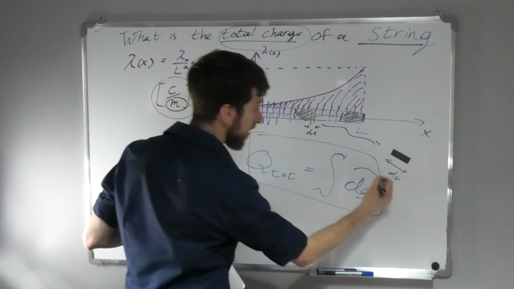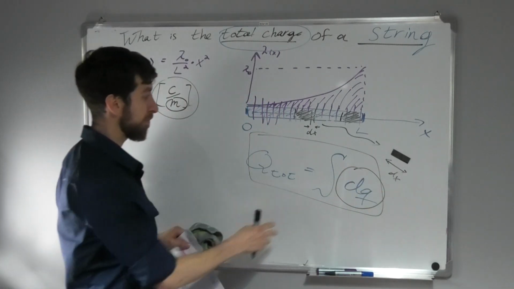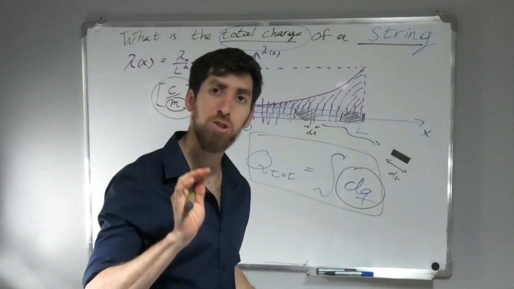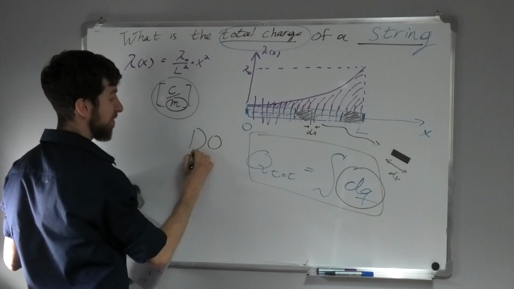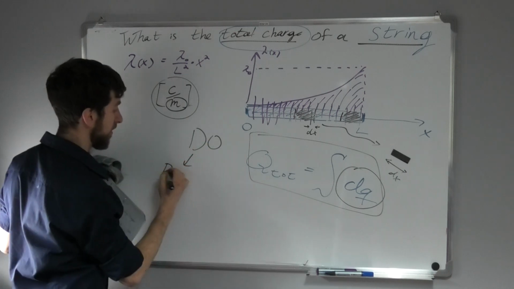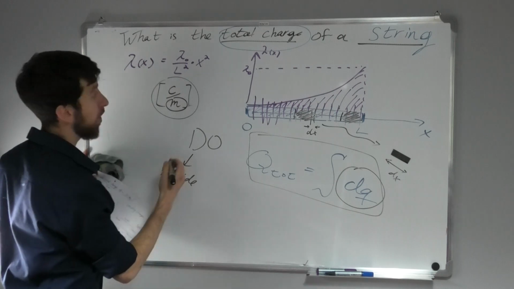So how can I find this dq? I want to find the sum of its parts. But you know what, before that I want to say what we need to do. In each question, it's the same thing to do. The first thing we need to do is divide the object that we have.